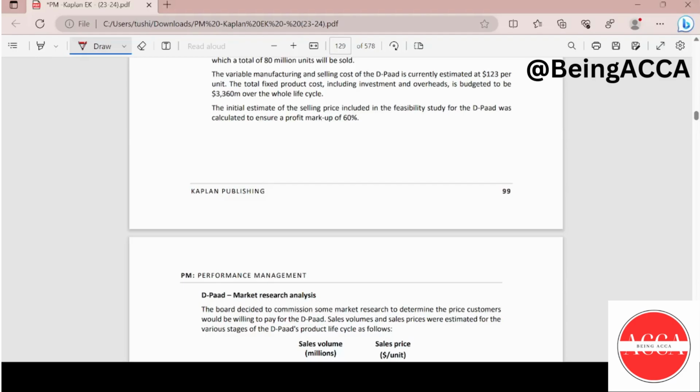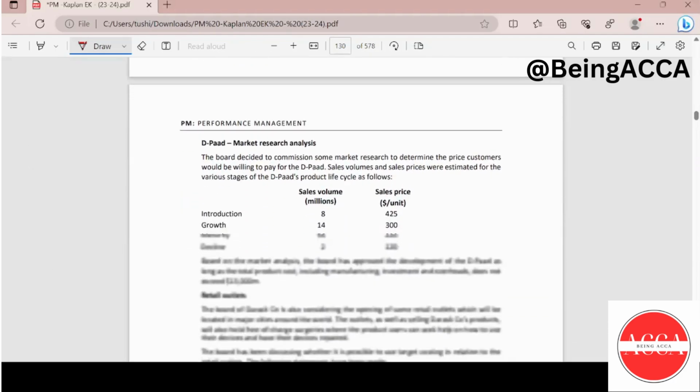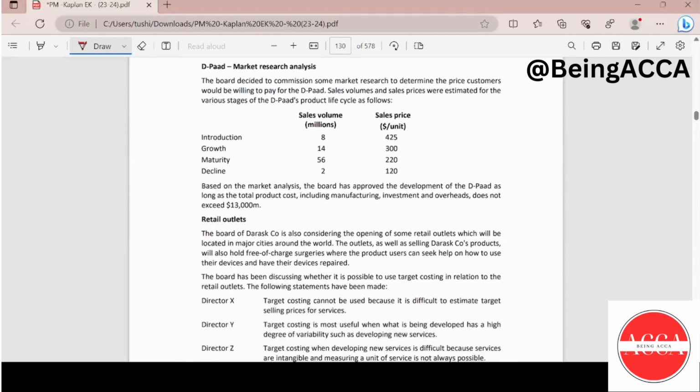The initial estimate of the selling price included in the feasibility study for the D-pad was calculated to ensure a profit markup of 60%. D-pad market research analysis: the board decided to commission some market research to determine the price customers would be willing to pay for the D-pad. Sales volumes and sales prices were estimated for the various stages of the D-pad's product life cycle as follows. These are the stages of the life cycle, and these are the sales volume and price given to us.